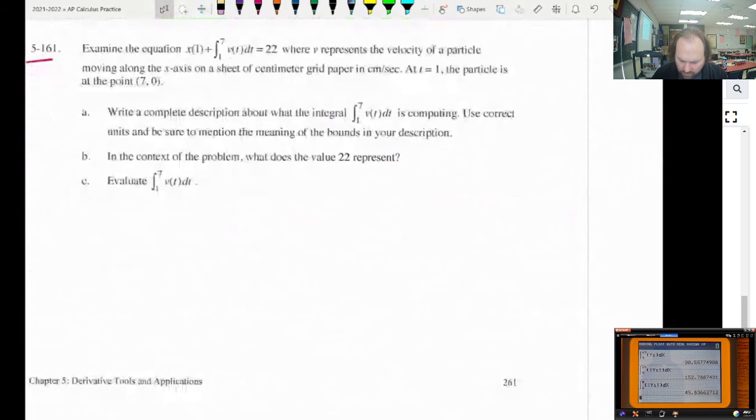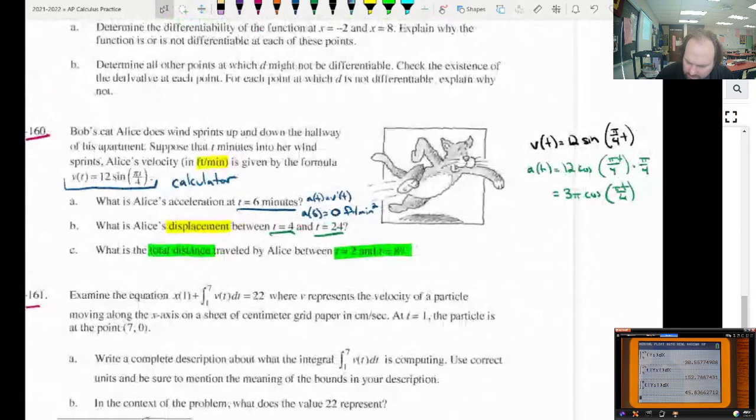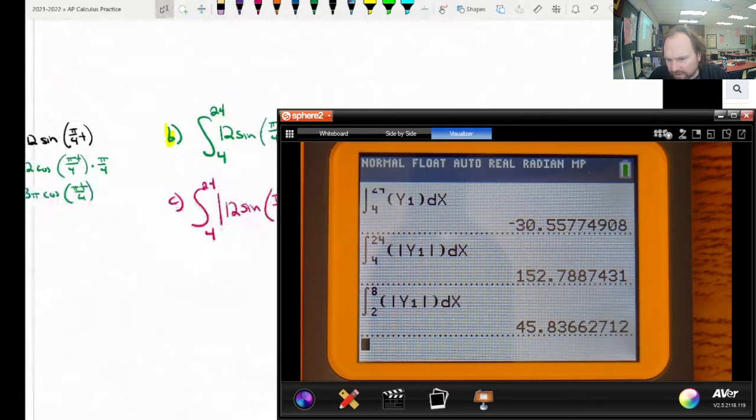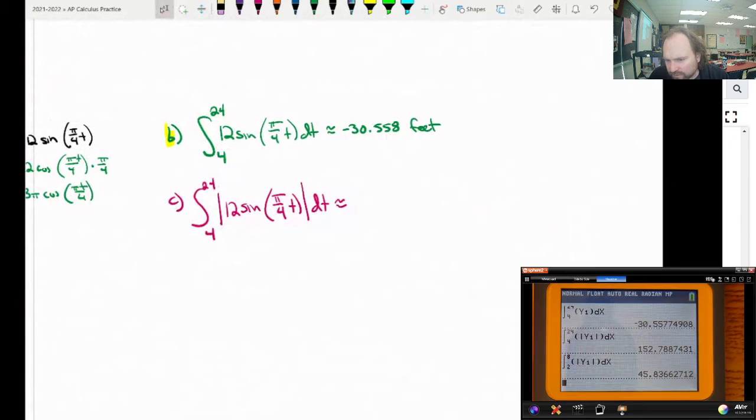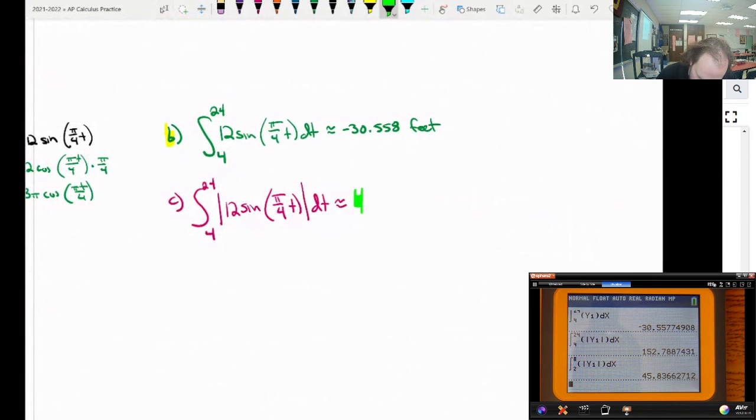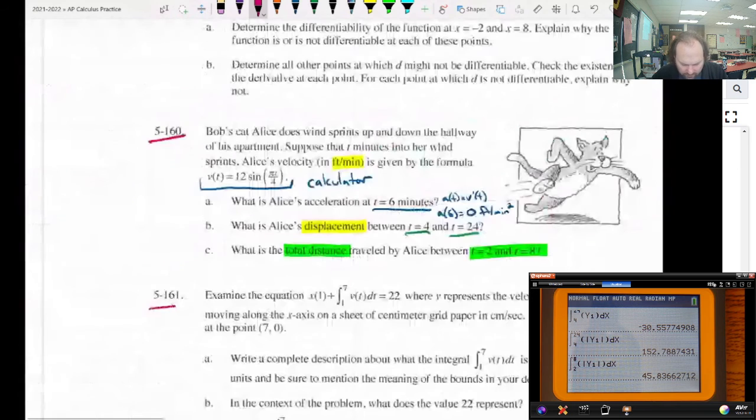Sorry, I'm going to interrupt myself. Looks like the answer is 45 something, like I thought it would be. 45.837. And again, that would be in feet because we're actually talking about the total distance there. This is not from 4 to 24, man. It's from 2 to 8. Integral from 2 to 8. Pretty cool. Okay, let's move on to 161.